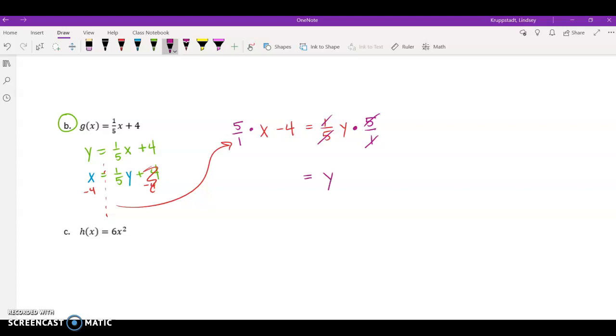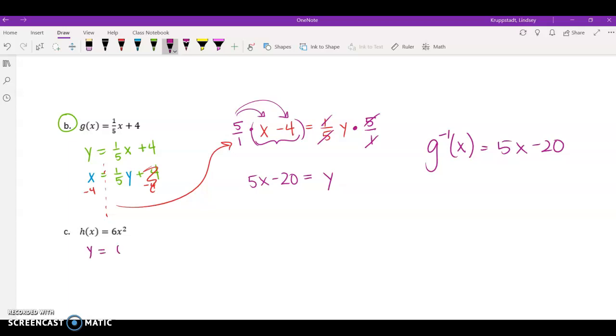Now, what I have to be careful of on this left-hand side is the fact that I am multiplying 5 over 1 with the whole left side, x minus 4. So really, I have to do 5 times x and 5 times negative 4, so that gives me 5x minus 20. Now again, rewriting this using proper notation would be the inverse of g, or g to the negative 1, equals 5x minus 20.